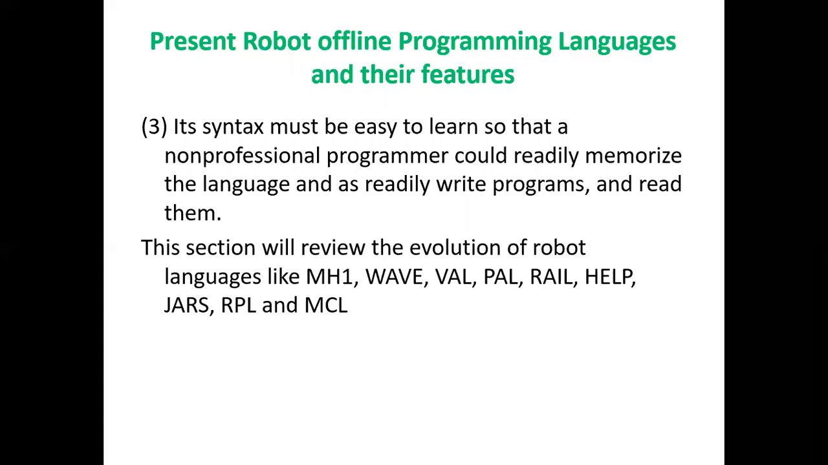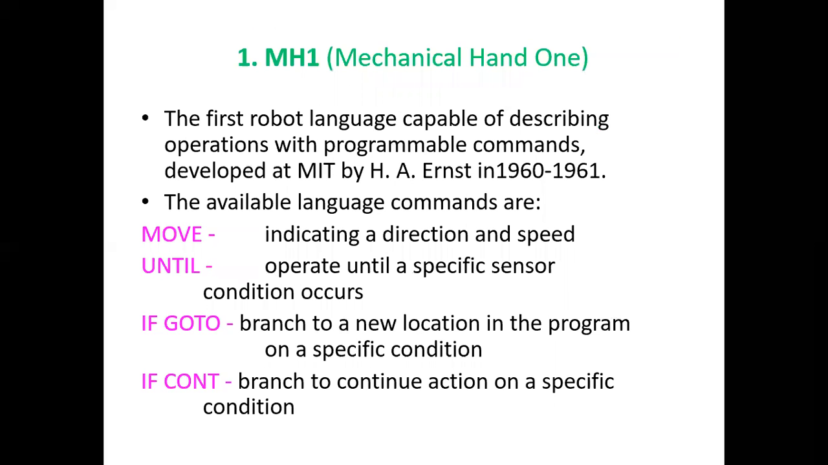This section will review the evolution of robot languages like MH1, WAVE, VAL, PAL, RAIL, HELP, JARS, RPL, and MCL. Okay, so let's see them one by one.